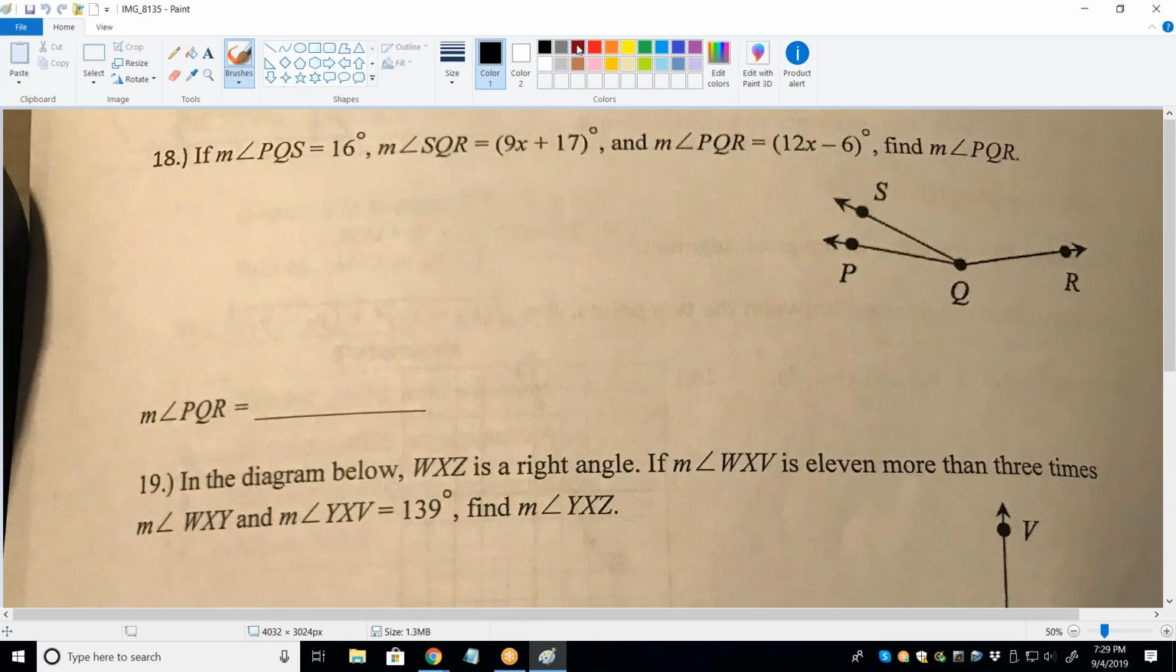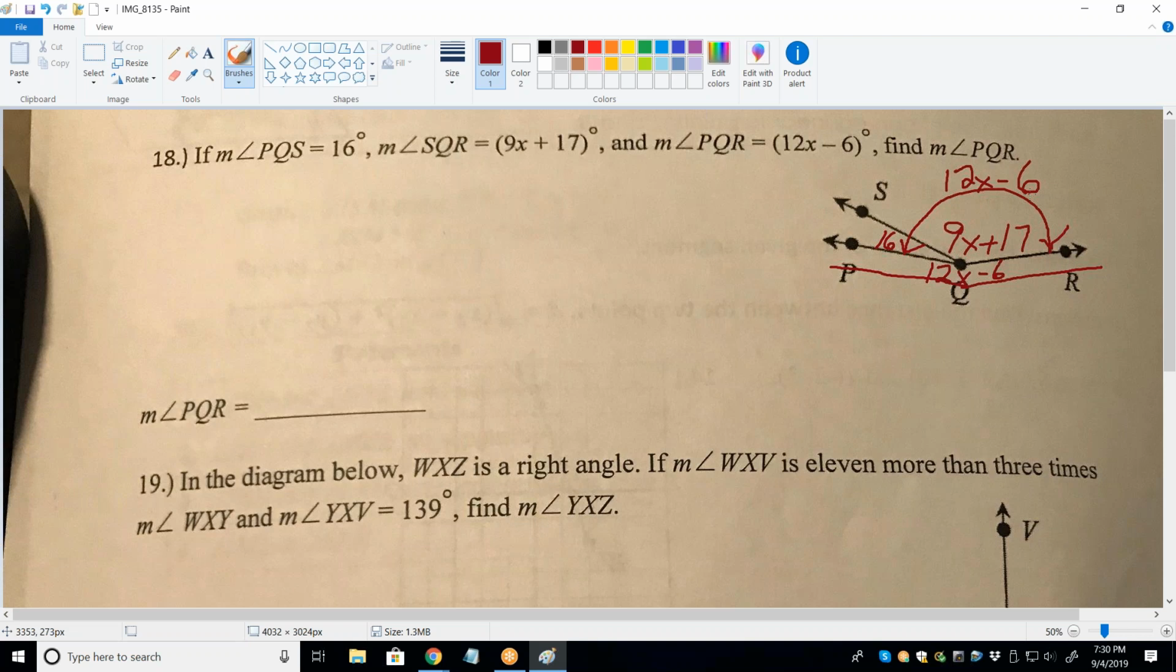Okay, let's look at 18. PQS is 16 degrees. SQR is 9x plus 17 degrees. And PQR, this angle right there, is 12x minus 6. And I draw it separately just because it's difficult to label otherwise. Understand why I drew it outside of the original line. In other words, 12x minus 6 is this angle right here.